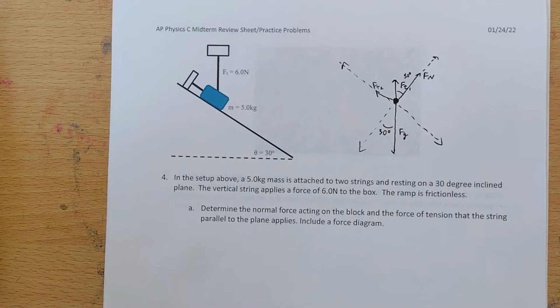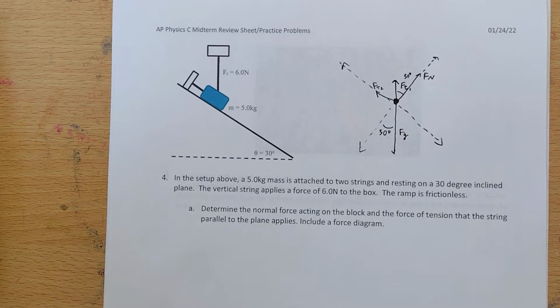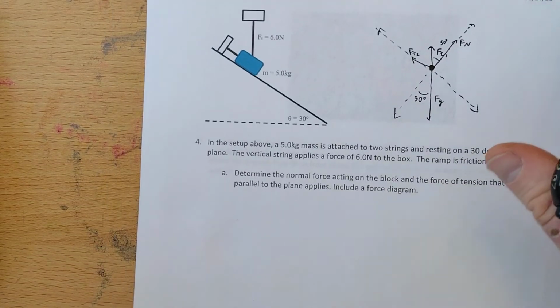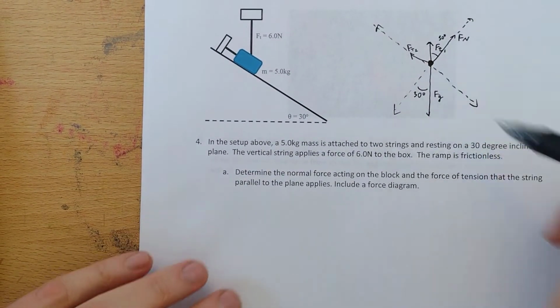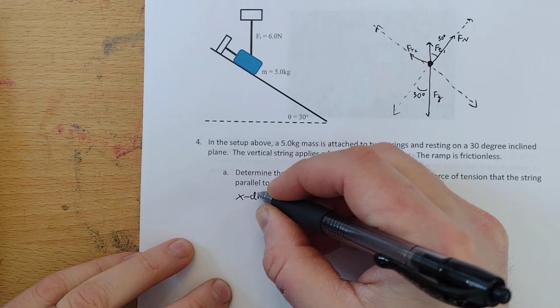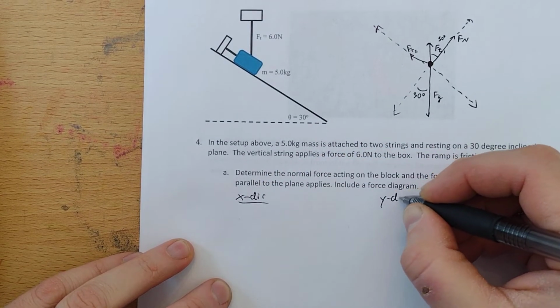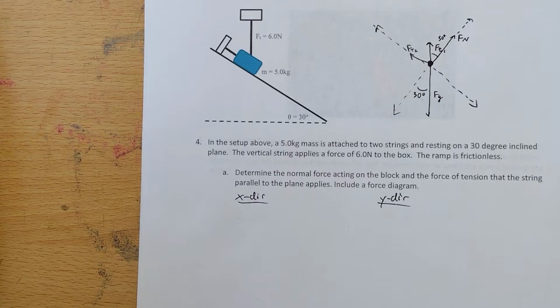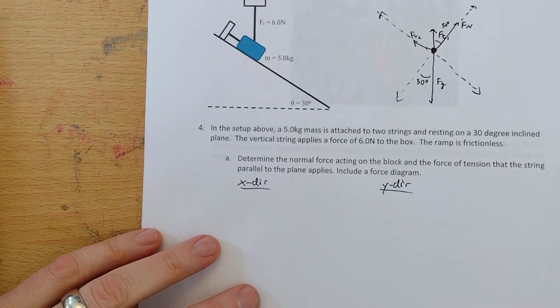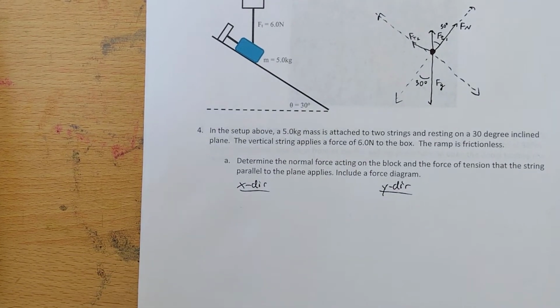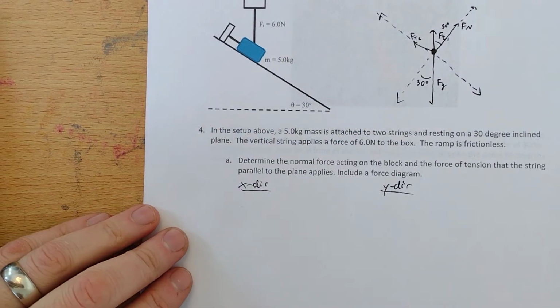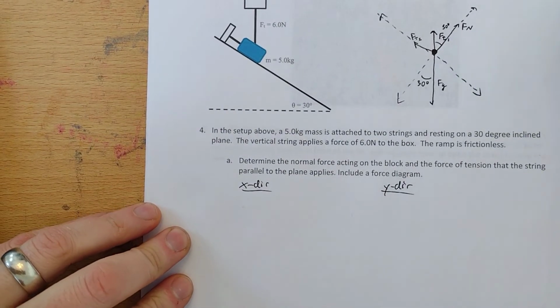Okay, so it says determine the normal force acting on the block and the force of tension that the string parallel to the plane applies. Include a force diagram. So let's go ahead and look at X and Y direction. It starts off just a regular old statics problem, right? So even if it wasn't a statics problem, we would want to break these forces into their X and Y components.